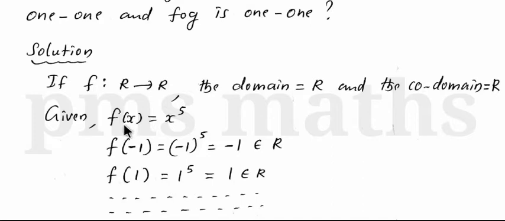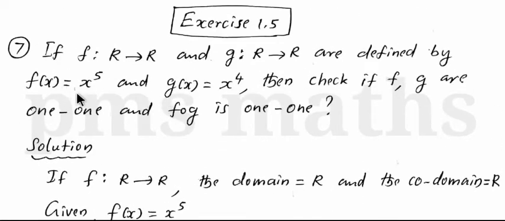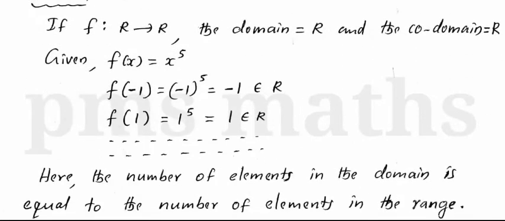Given f of x is equal to x raised to 5. That equation can be taken here. x are the elements of domain. Elements of domain are called values of x. Therefore, we can take the values of x from this domain or this R. R means set of all real numbers. Any real number can be taken for x.